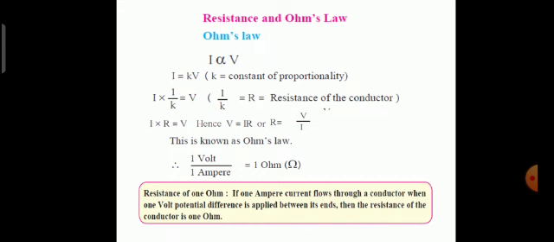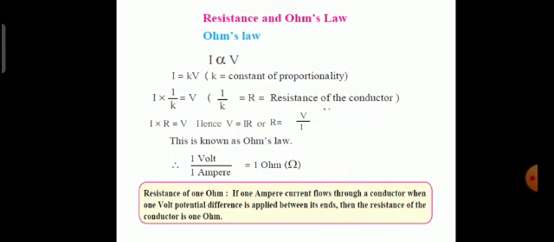And if 1 volt of potential difference is applied between two ends, then how much current will flow? 1 ampere of current will flow through the conducting wire, and the resistance offered by the conductor is known as, in this case, 1 ohm.